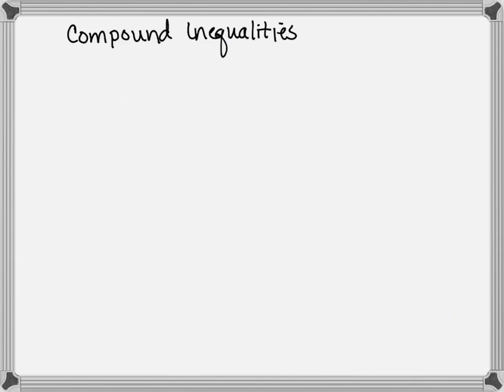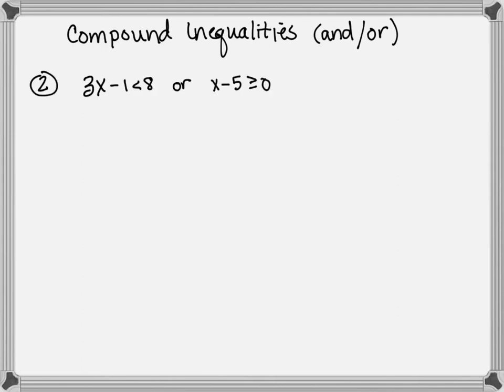Okay, let's look at some compound inequalities. This basically means that we have an and or an or in our inequality statement. So here we have 2x minus 1 is less than 8, or x minus 5 is greater than or equal to 0. So we will solve each of these inequalities separately.